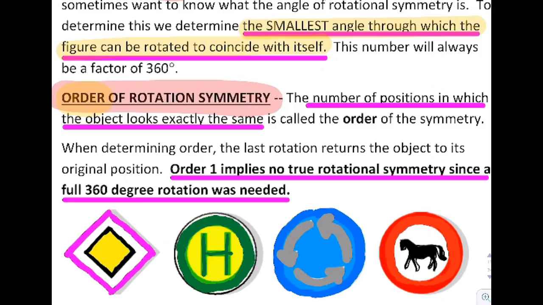One important thing to cover here at the very bottom, the order of 1 means there's no rotational symmetry. You'll never have 0 because you can always see it once. So if you had a really goofy shape that only looked the same in one position and it didn't look the same until you turned it all the way around again, 360, that's considered order 1.